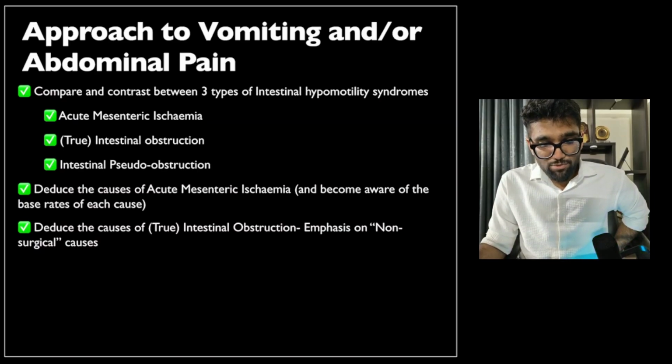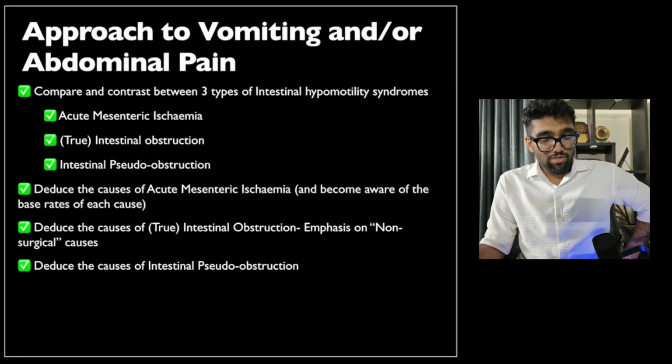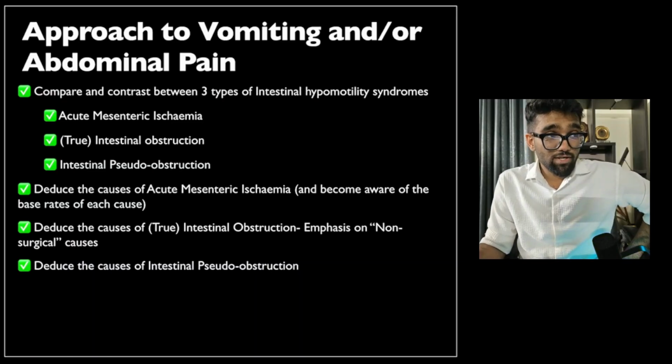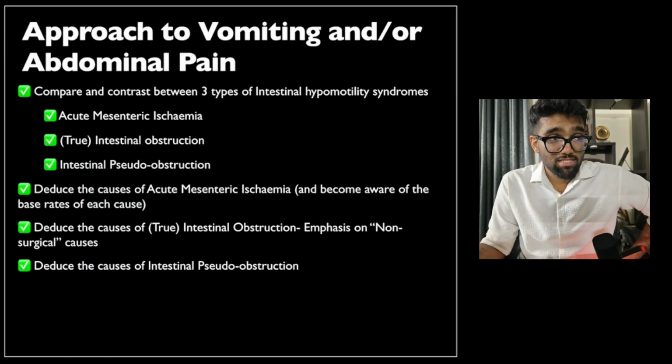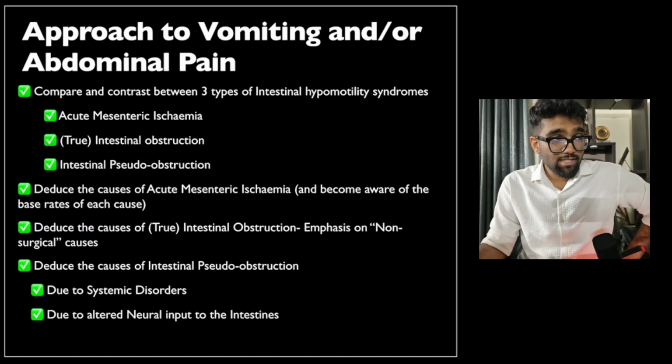Okay. Then we've deduced the causes of true intestinal obstruction with an emphasis on non-surgical causes, that is those inflammatory causes. And we have deduced the causes of intestinal pseudo obstruction. We've understood how hypokalemia, hypothyroidism, and hypercalcemia, in addition to altered neural input into the gastrointestinal tract, that is a decrease in parasympathetic tone or an increase in sympathetic tone, or neurodegenerative disorders resulting in decreased parasympathetic tone, or decreased gastrointestinal wall responses, result in decreased intestinal motility.